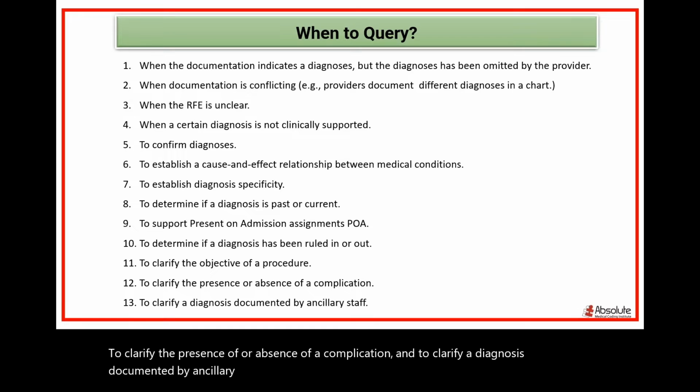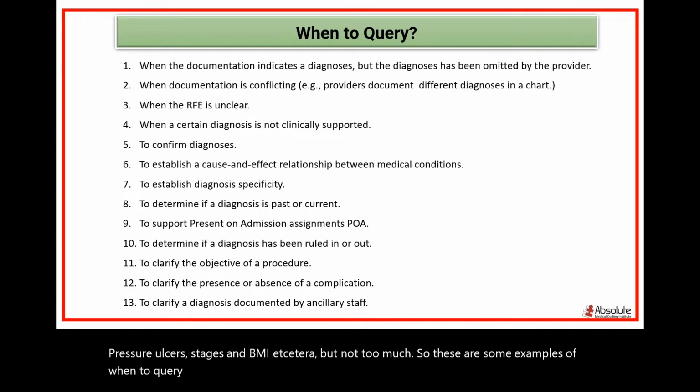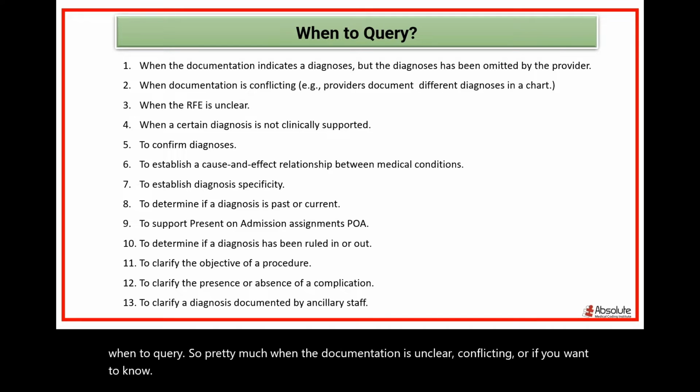Remember, we really can't code what ancillary staff documents unless it's pressure ulcer stages and BMI, etc., but not too much. So these are some examples of when to query. So pretty much when the documentation is unclear, conflicting, or if you want to know if we can be more specific, okay?